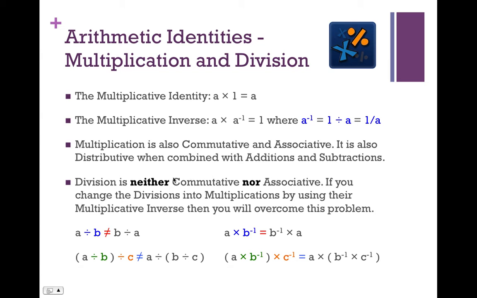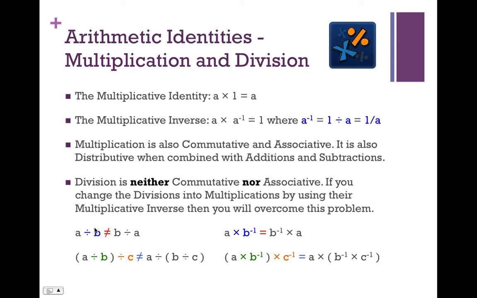Now, multiplication is commutative and associative, just like addition is. It's also distributive when combined with additions and subtractions, as shown previously in the distributive law. Divisions, on the other hand, are neither commutative nor associative, but if you change the divisions into multiplications by using their multiplicative inverse, you can overcome the problem.